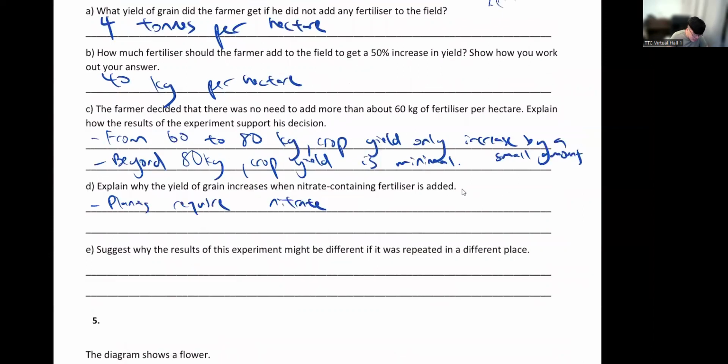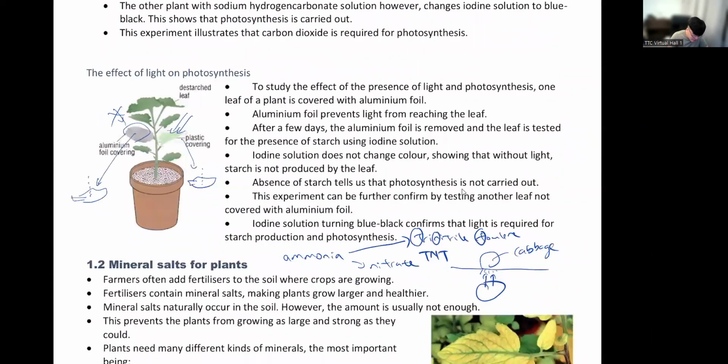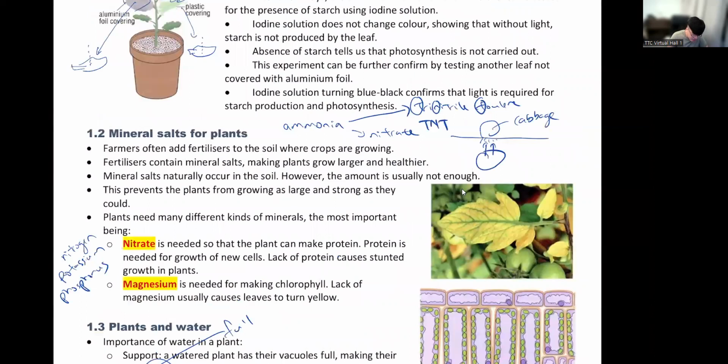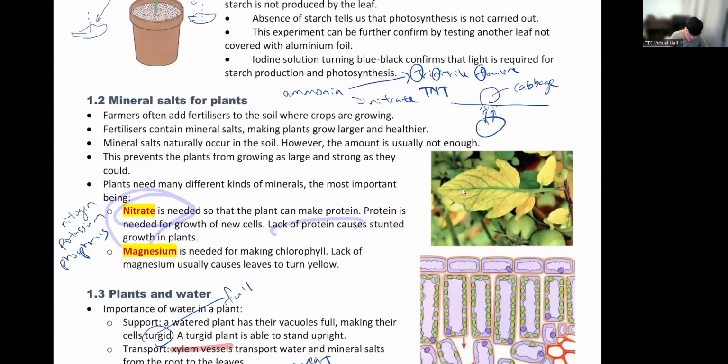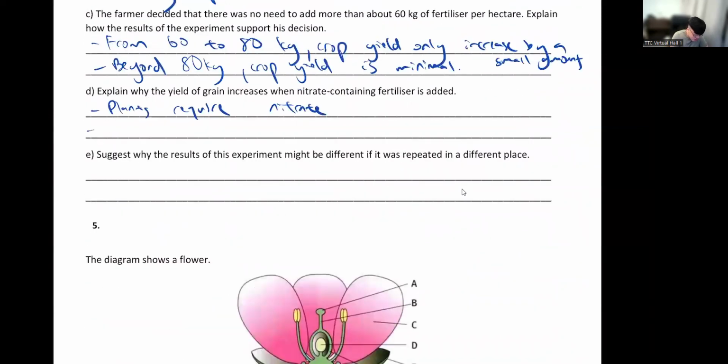Okay, as you can see, if you forgot, let me go back a little bit. They need nitrate. So the one you can use say this to make protein. Questions like this usually carry 2 marks. Okay, this is to make protein.